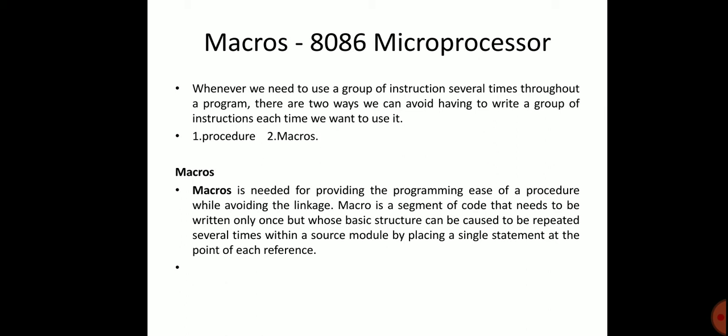A macro is a segment of code that needs to be written only once but whose basic structure can be caused to repeat several times within a source module by placing a single statement at the point of each reference. So this is the definition of macros in the 8086 microprocessor.